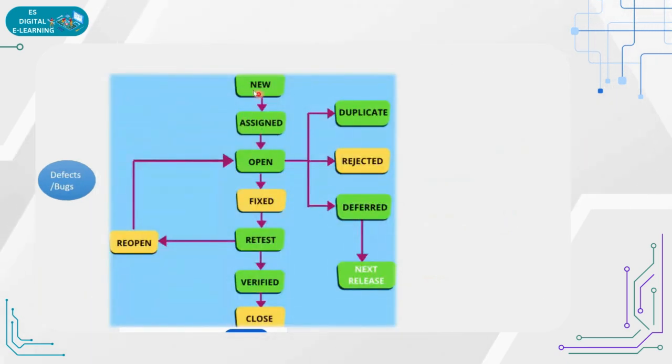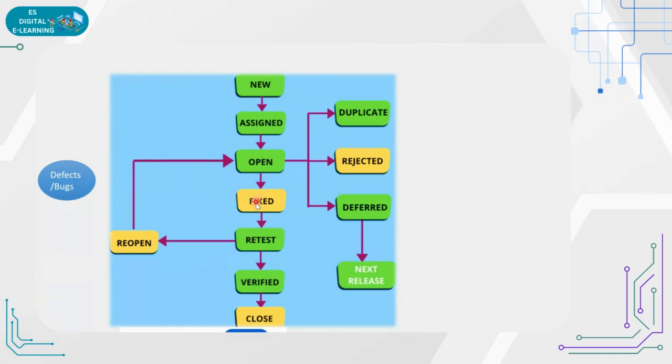So this is the final phase to understand. Whenever you create the defect, the status will be new and it will be assigned to the developer. Once the developer starts working, it will be open. He will verify whether it is a duplicate, rejected or deferred. Deferred means it is planned for the next releases. Once it is open, it means they have started working on the defect fix.